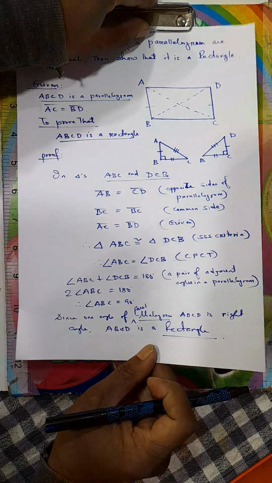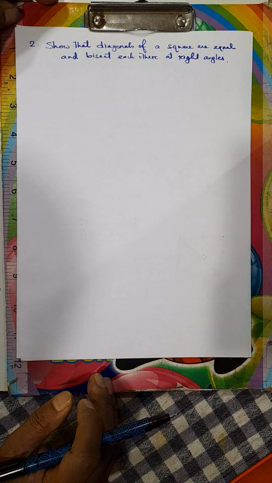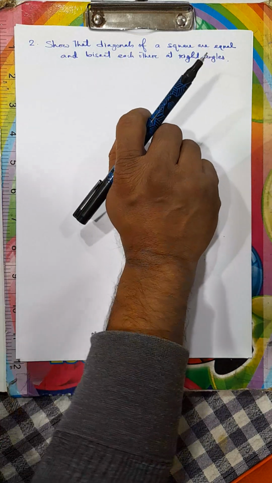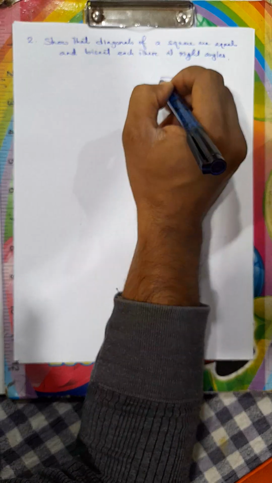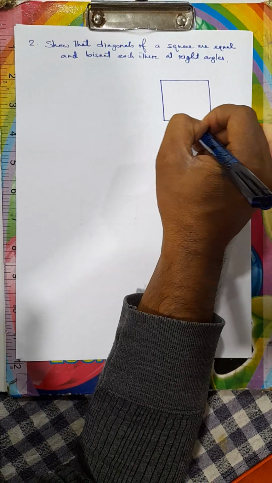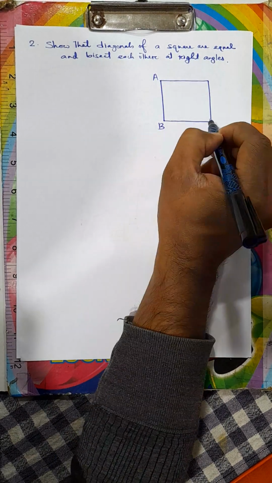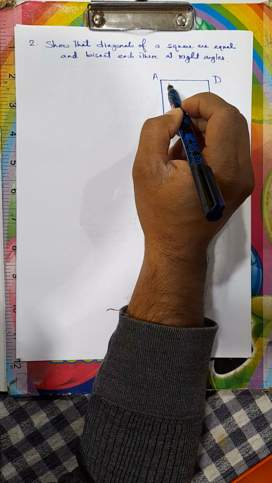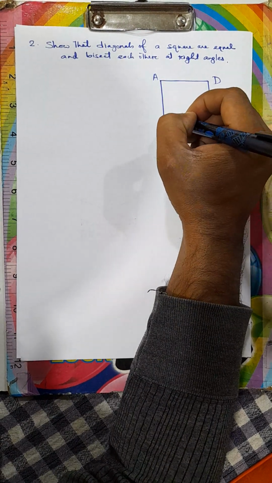Now we'll come to question number 2 here. So that diagonals of a square are equal and bisect each other at right angles. So let us draw a square here. So it is ABCD. It is a square. The diagonals of a square are equal and bisect each other. Let us draw the diagonals here.